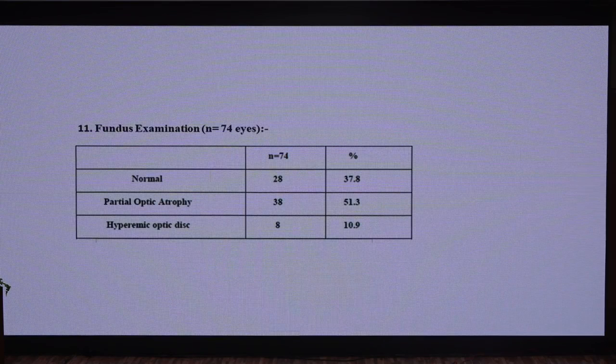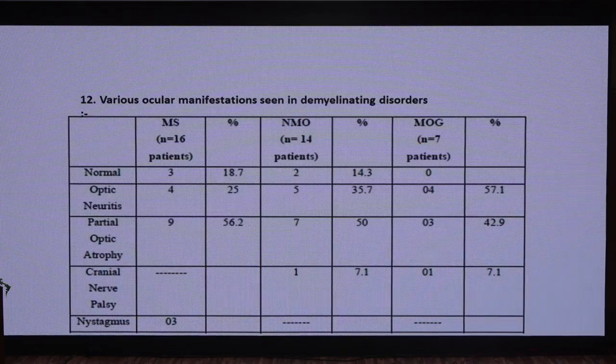On fundus examination, partial optic atrophy was seen in 51%, and hyperemic optic disc was seen in 10%. Now coming to various ocular manifestations seen, among MS, optic neuritis was seen in 25%, partial optic atrophy was seen in 56%, and nystagmus was seen in 3 patients, whereas among NMO, normal patients were around 14%, optic neuritis was seen in 35%, and partial optic atrophy was seen in 50%. And among MOG, optic neuritis was seen in 57%, and partial optic atrophy was seen in 42%.